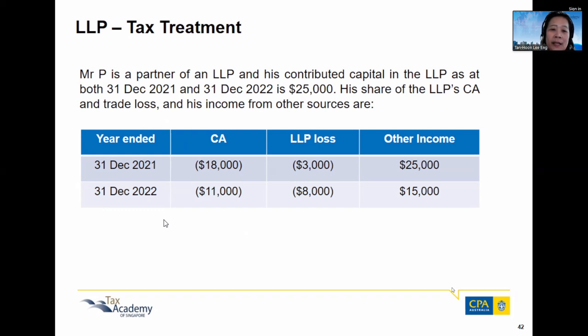We see that in YA 2022, year ended 31st December 2021, he has CA of 18,000 and LLP loss of 3,000. For year ended 31st December 2022, that means YA 2023, his CA is 11,000 and his LLP loss is 8,000. Now, how shall we allow him the CA and LLP loss against his other income? He has other income of 25,000 and 15,000. How much can we allow? Do we need to do any restriction? Next slide.